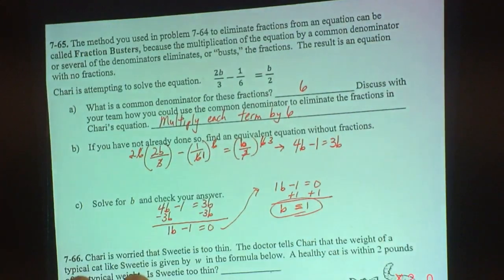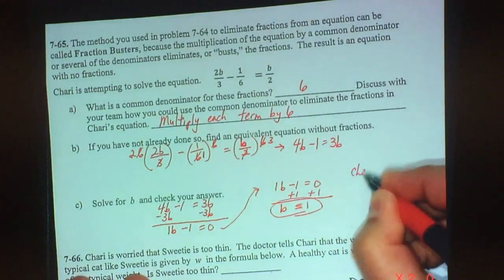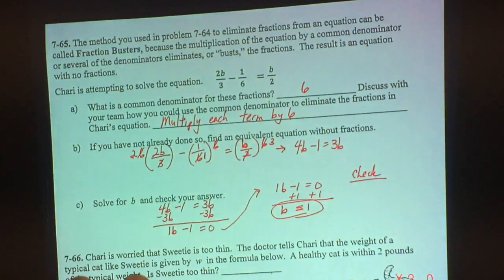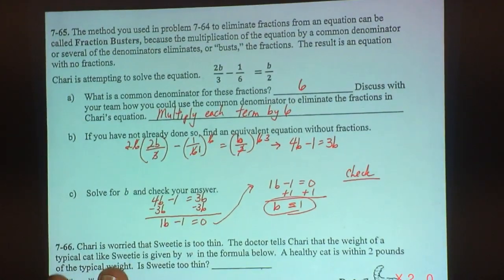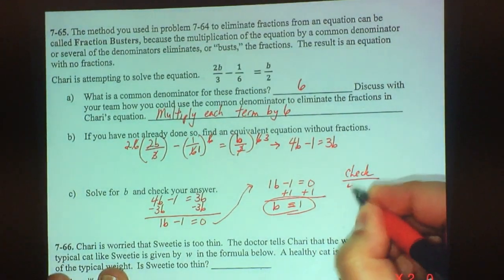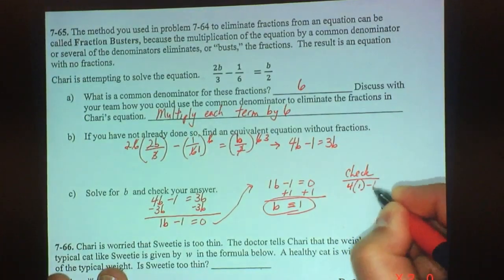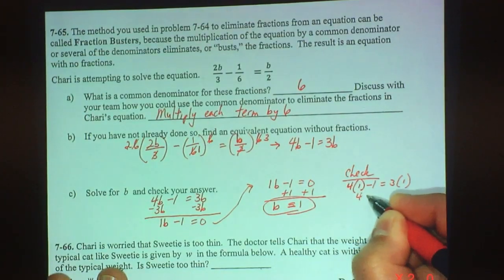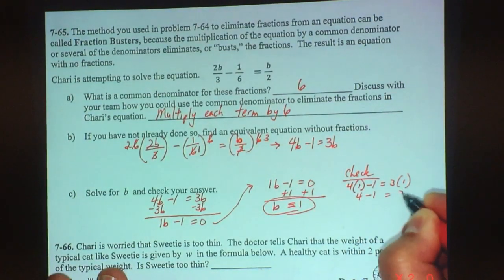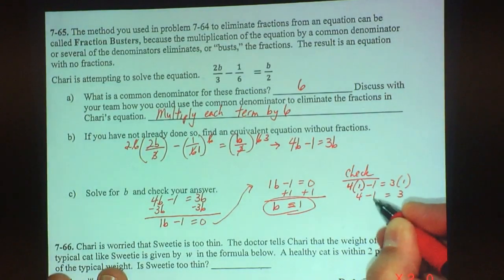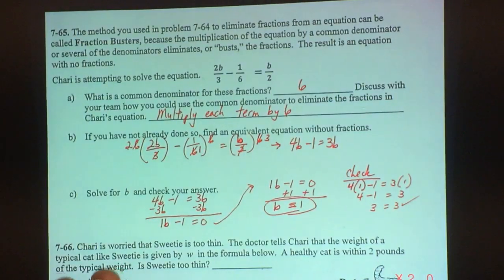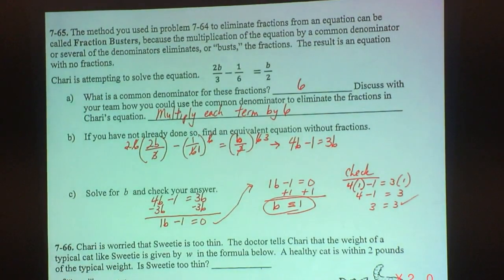Whoa, that's it? Oh, we have to check. So where are we checking it? In the original one or the cleaned up one? I think we're checking it in the cleaned up one. So 4 times 1 minus 1 equals 3 times 1. 4 times 1 is 4 minus 1. What's 3 times 1? 3. 4 minus 1 is 3. Does that equal 3? Check. All right. Moving right along.